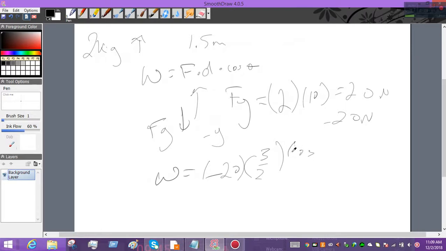Cosine of 0 is 1. So I'm just going to call that 1. If we do some quick math, that would make that -10. -10 times 3 is -30 joules, which is the correct answer.